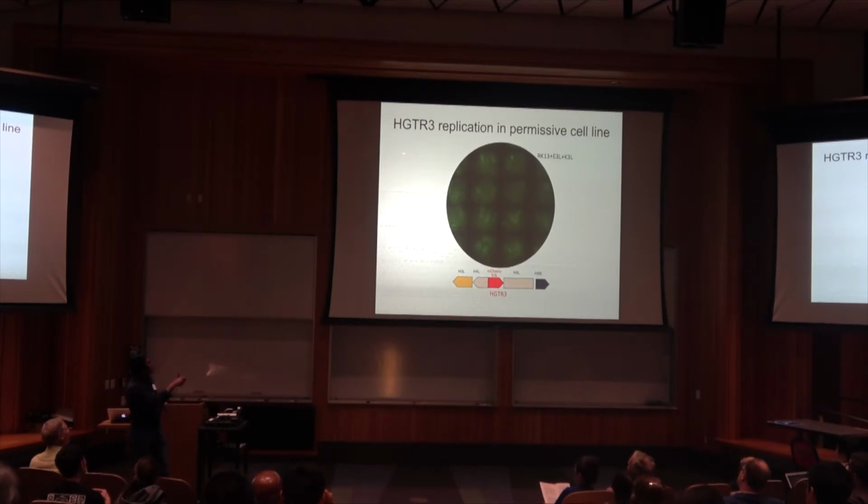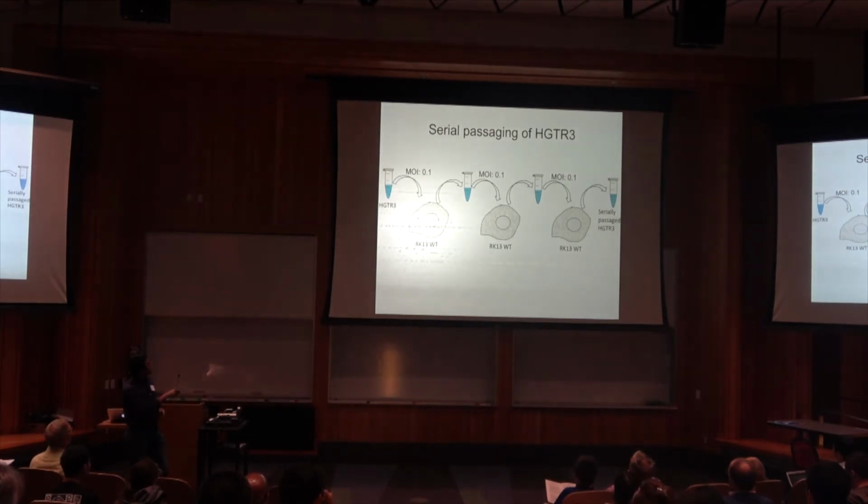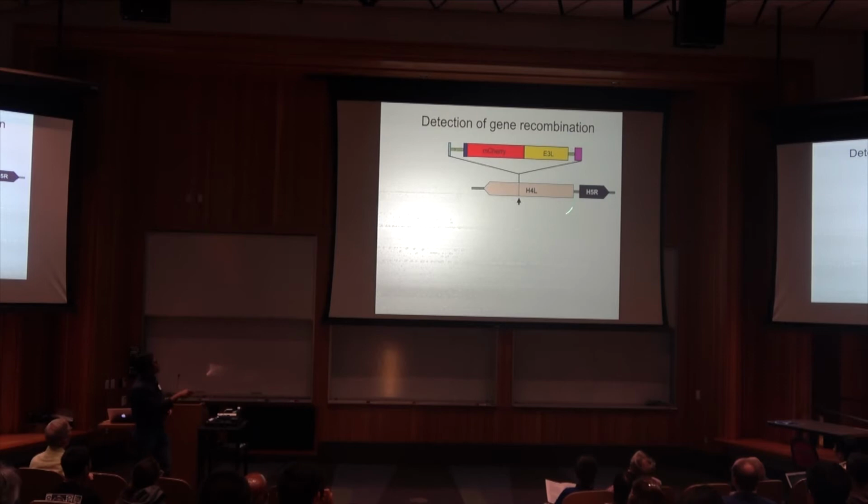So after that, we also confirmed the parental virus by long-range sequencing, and after that I serially passed clone 3 to analyze the fate of the population in clone 3. I serially passed clone 3 at low MOI in RK13 wild type cells, and after 17 passages I did the PCR amplification of this H4L. So as I mentioned earlier, there are 2 possibilities which might explain the intact copy of H4L. The other possibility was the duplication of H4L.